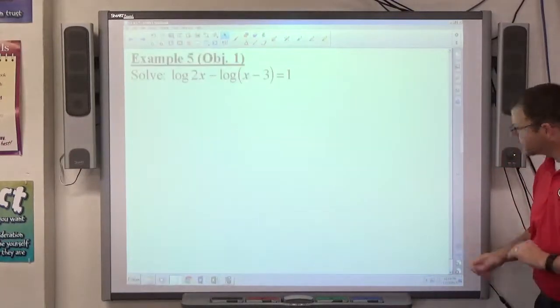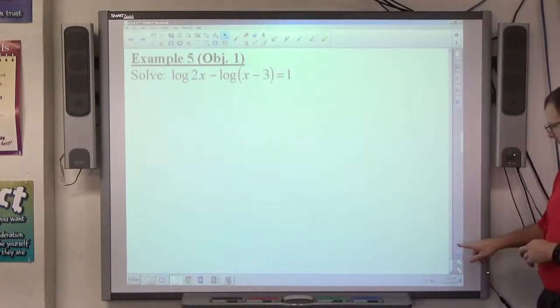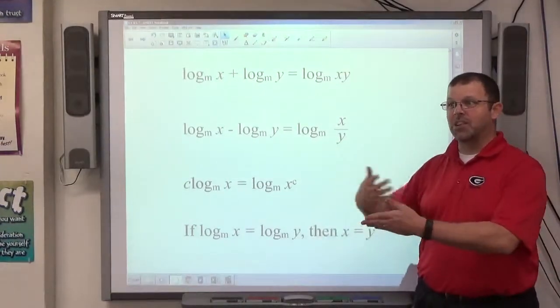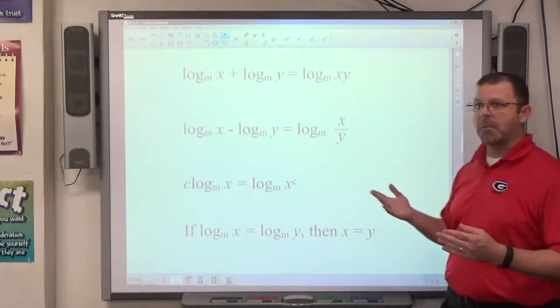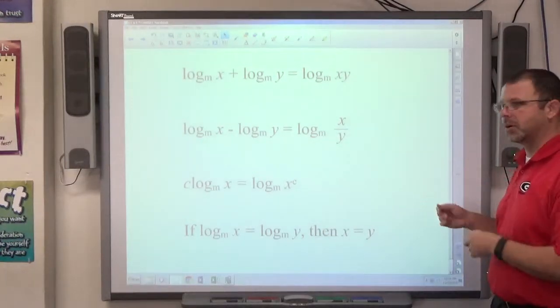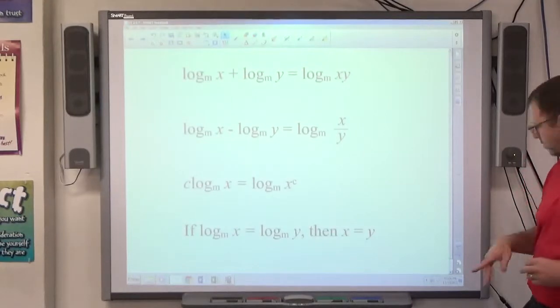So, example 1. Oh, and one extra thing, and this happened yesterday, if log equals number, change it to exponential form. So that happens often also. So sometimes log equals log, sometimes log equals number. Depending on which one you get, you have to deal with it.